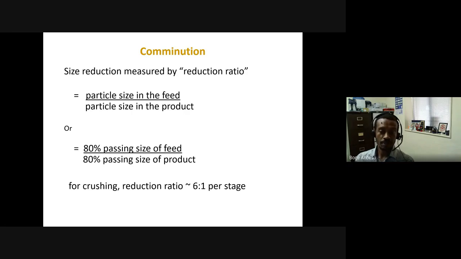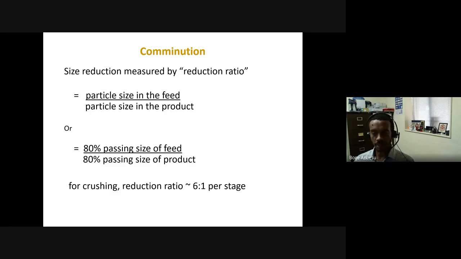And that 80% passing size can be, for example, used as a way of working out the particle size of the feed or the particle size of the product. Okay, so typically when we work out reduction ratio, we can rely on P80. And therefore, if you give me a sample, I just do quick particle size analysis on the feed, I crush it or I grind it, and then on the product, I do quick particle size distribution analysis.